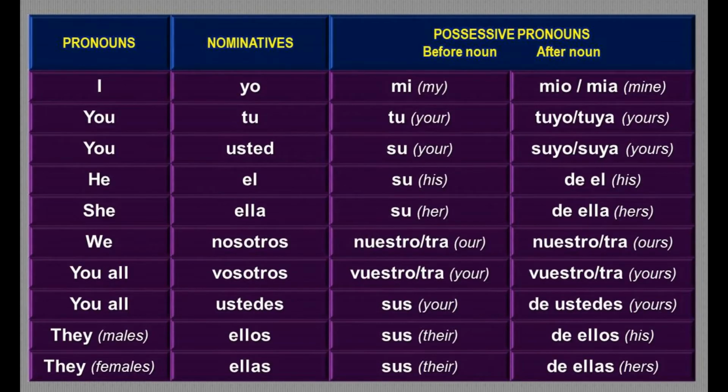Possessive pronouns may either be before or after the noun. Those before the nouns are mi, tú, su, nuestro, nuestra, vuestro, vuestra, and sus. On the other hand, those after the noun are mío o mía, tuyo o tuya, suyo o suya, de él, de ella, nuestro, nuestra, vuestro, vuestra, de ustedes, de ellos, de ellas.